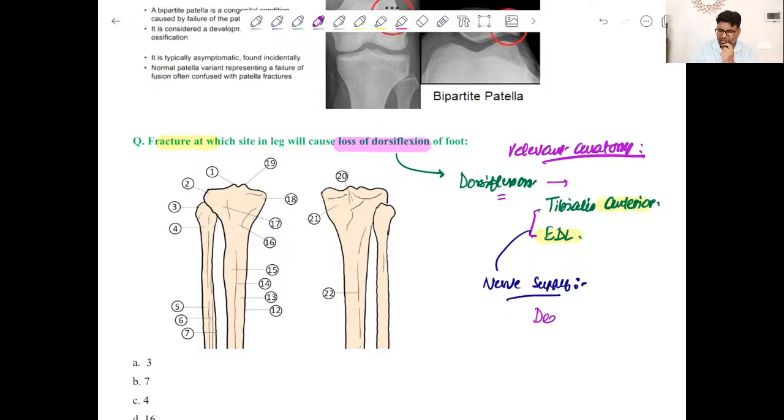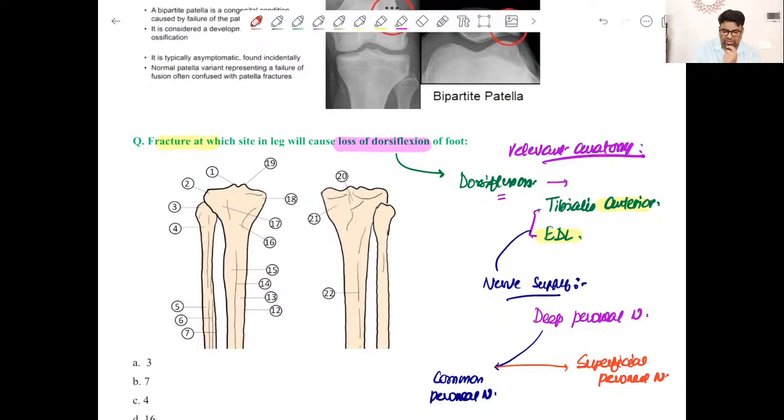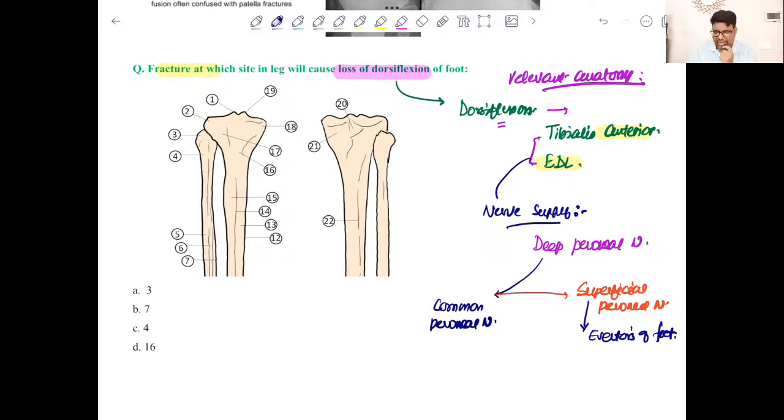It is deep peroneal nerve, right? And deep peroneal nerve is a branch of common peroneal nerve, right? Because the other branch of common peroneal nerve is superficial peroneal nerve, which supplies the peroneus longus and peroneus brevis, which are actually the everters of foot, right? So this is the relevant anatomy here.